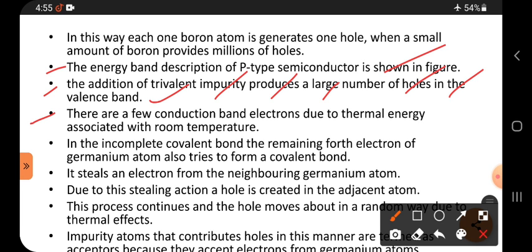There are a few conduction band electrons due to thermal energy associated with the room temperature. So thermal energy associated with the room temperature means at room temperature, extra electrons will be produced. Those electrons are shown in the conduction band. Only a few electrons are shown, just now I have shown you. In the incomplete covalent bond, the remaining fourth electron of the germanium atom also tries to form a covalent bond.